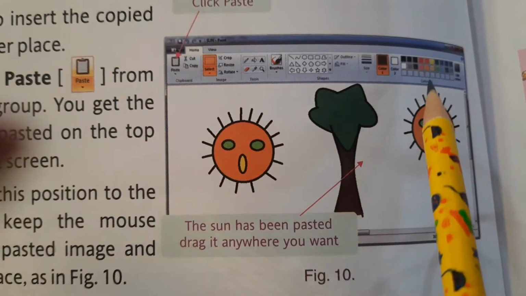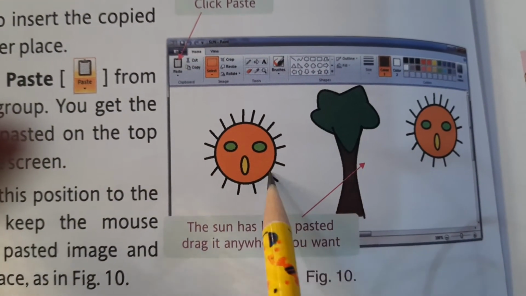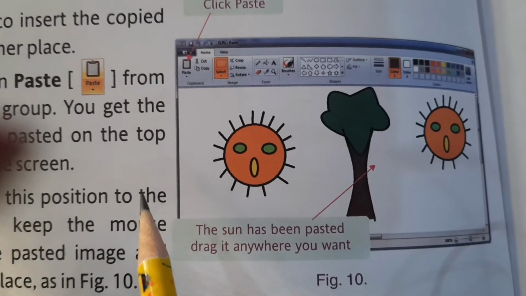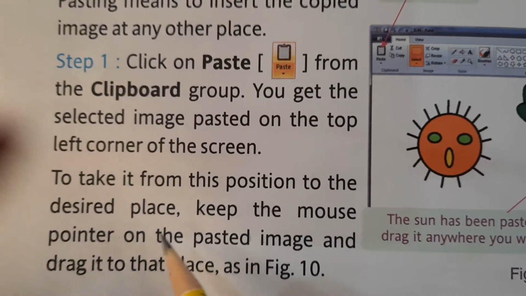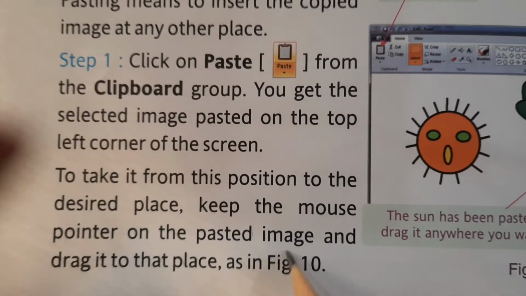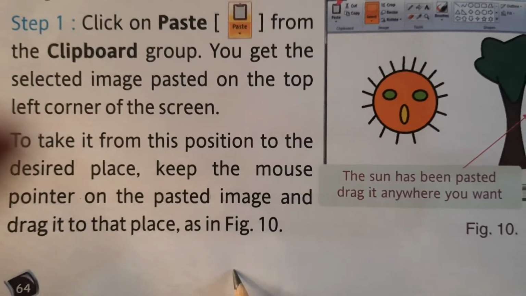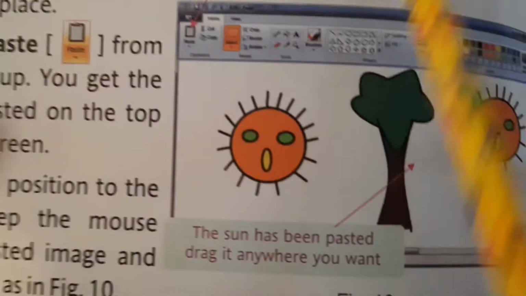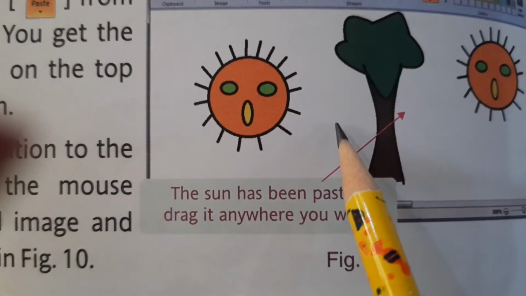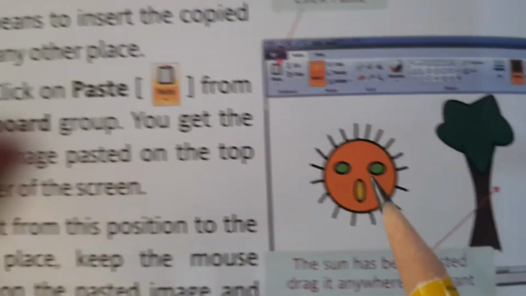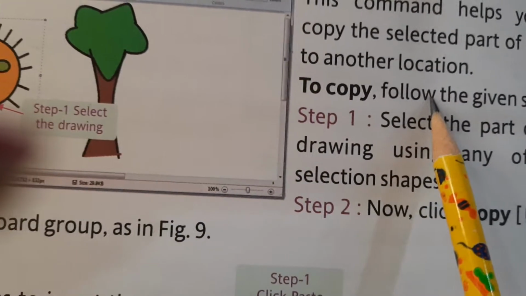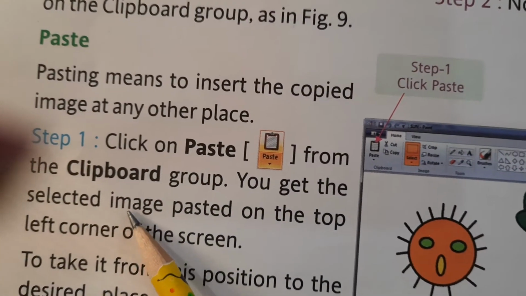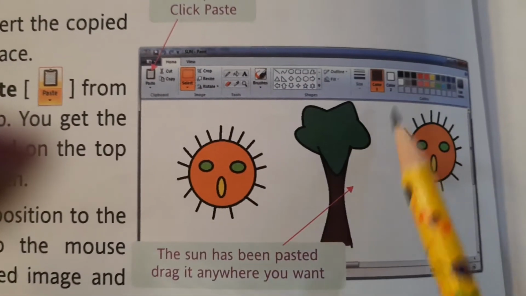Drag it anywhere you want. Means it is pasted here, and if we want to place it somewhere else, we can drag it. Okay, children. Then to take it from this position to the desired place, keep the mouse pointer on the pasted image and drag it to that place as in figure 10. Look here. This is figure 10 and we can place it anywhere we want to place it. Fine children, first we have selected it, we have done the selection, then we have clicked on copy, and then we have clicked on paste so that it can be seen here.